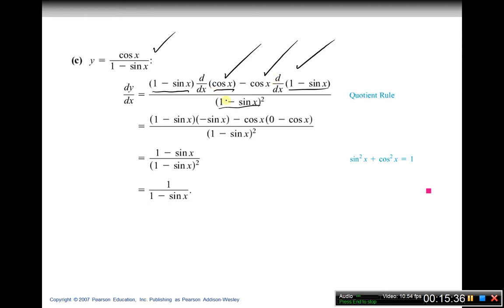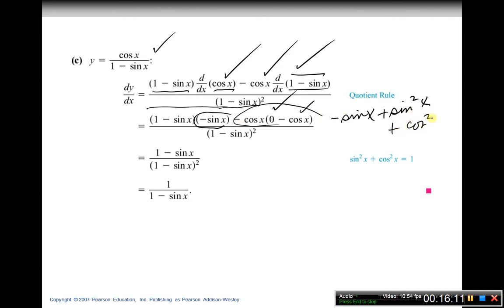d/dx of cosine of x is, of course, minus sine of x. d/dx of 1 minus sine of x is 0 minus cosine of x. So we now need to expand all this out, and we get minus sine of x plus sine squared of x, and this is plus cosine squared of x.